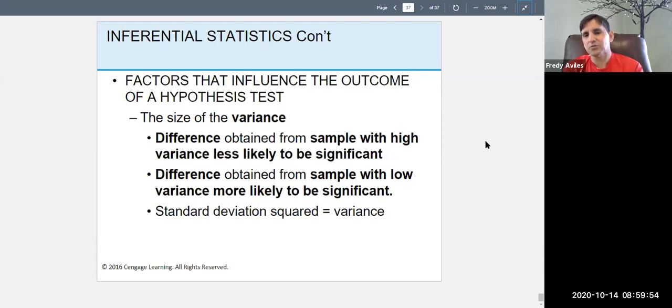So variance really has to do with variation. The more variation, the harder it is to see the difference. The less variation, the easier to see a difference.